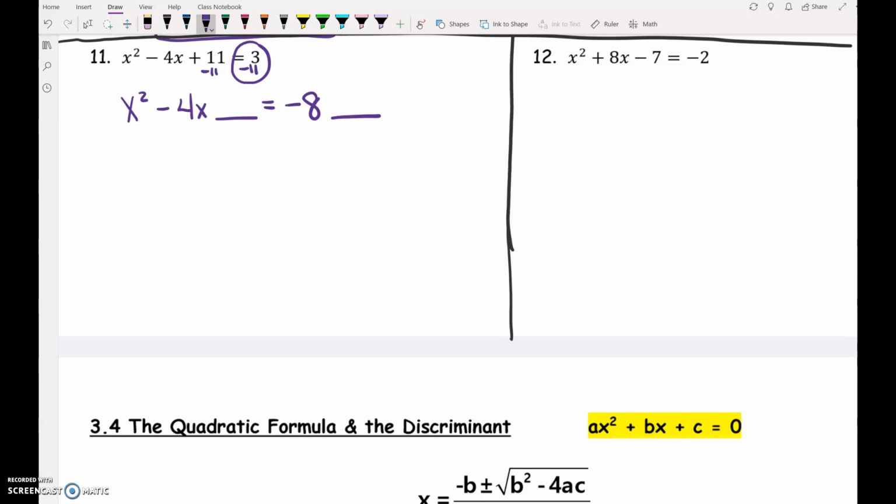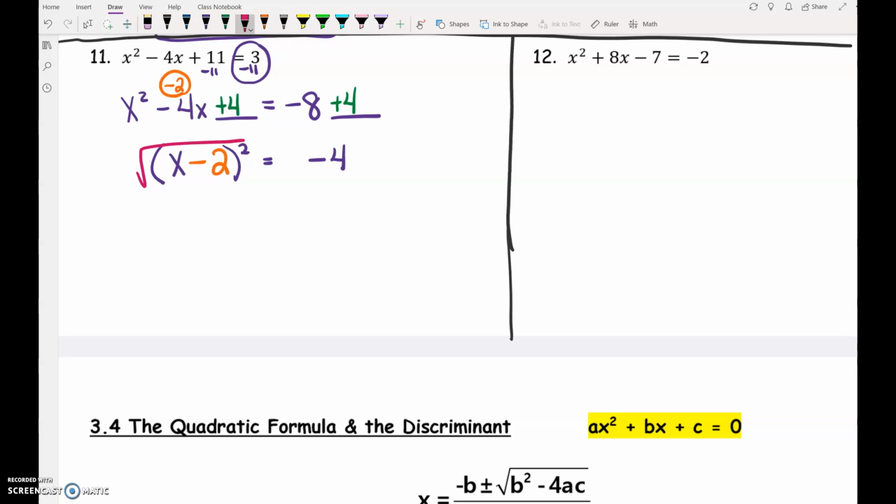All right, so let's see. I need to figure out what number times 2 is negative 4. That would be negative 2. That number squared is positive 4. Oh, hey, it's really good we did this one. This factors into x minus 2 squared equals negative 4.